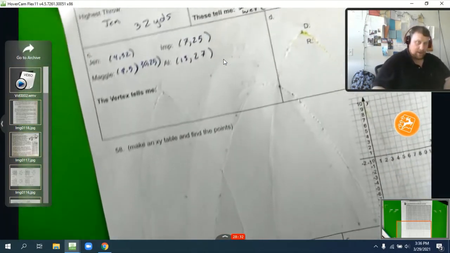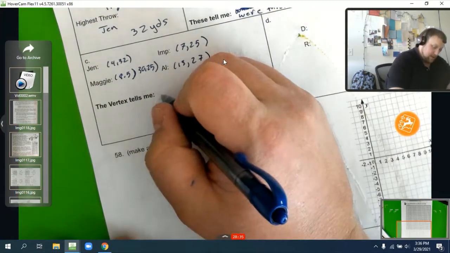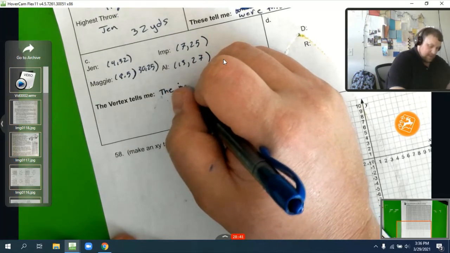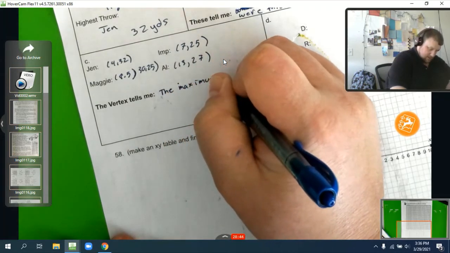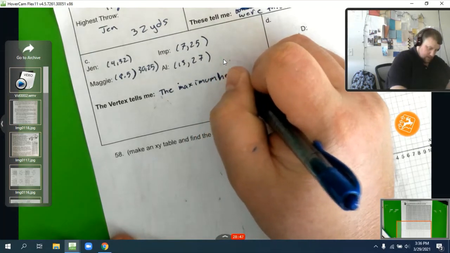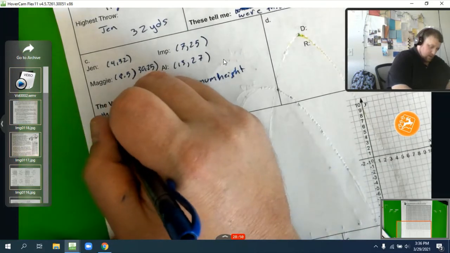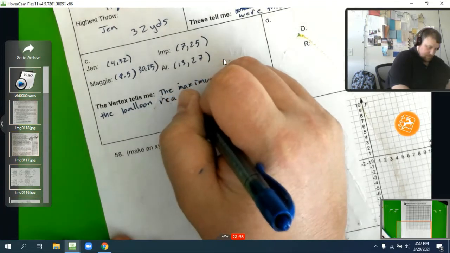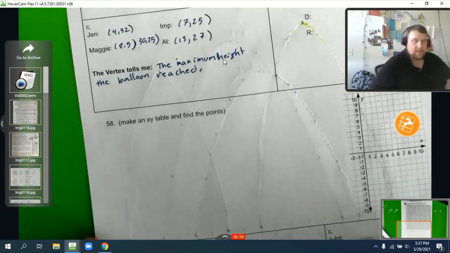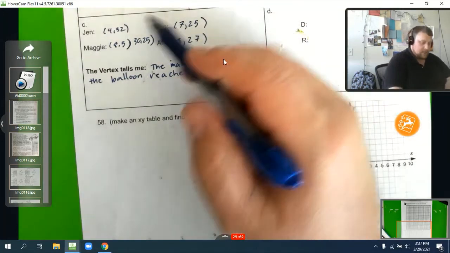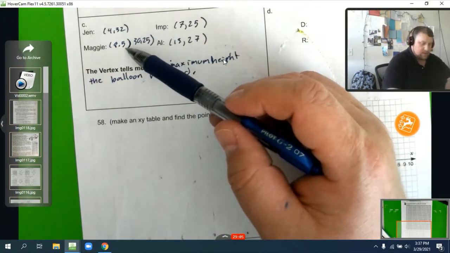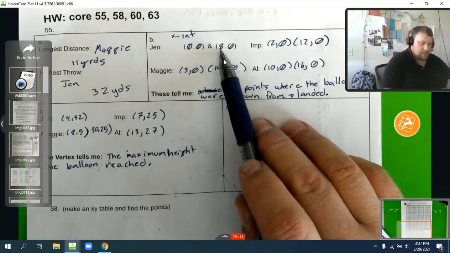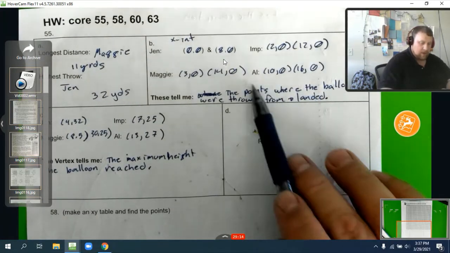And what does the vertex tell me? The vertex tells me the maximum height the balloon reached. So from this I can look and easily go, oh, 32 is the biggest y value, so that means Jen threw the highest. In the same way, I could just subtract the x values of the intercepts to find out the longest distance thrown.